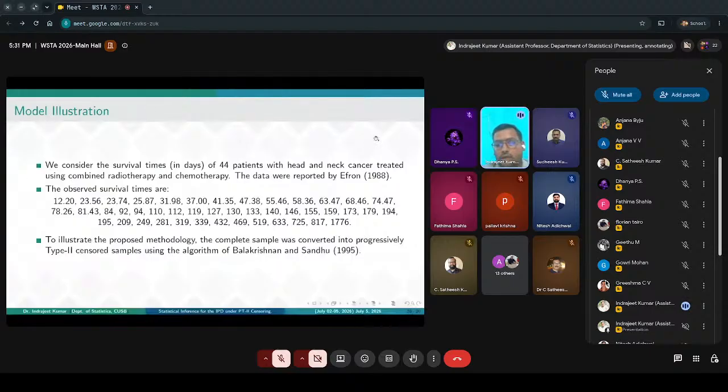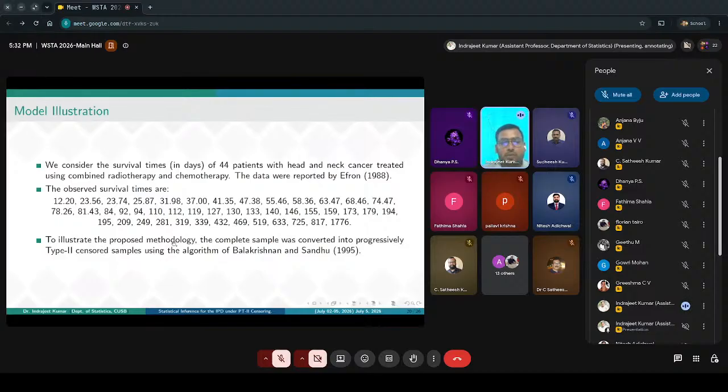After the simulation and mathematical development, our next objective is how we can implement our considered model and research work in a real-life application. For model illustration, we consider the survival times of 44 patients with head and neck cancer treated using combined radiotherapy and chemotherapy. This data was reported by Efron in 1988. This is the observation, given in days.